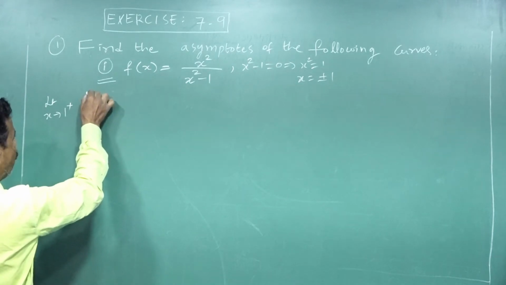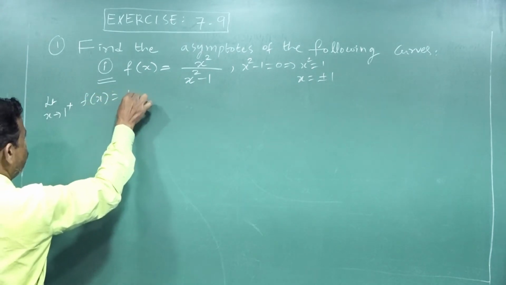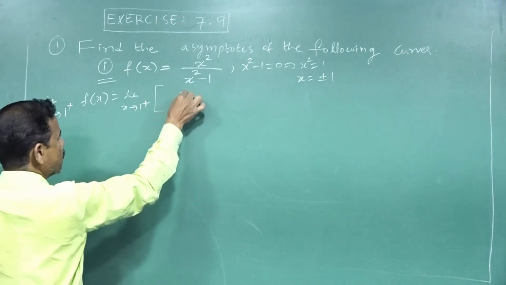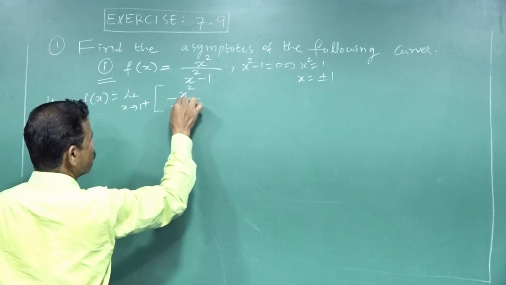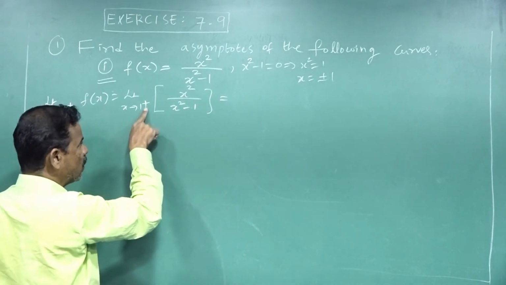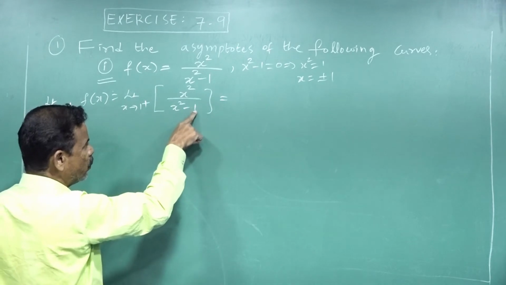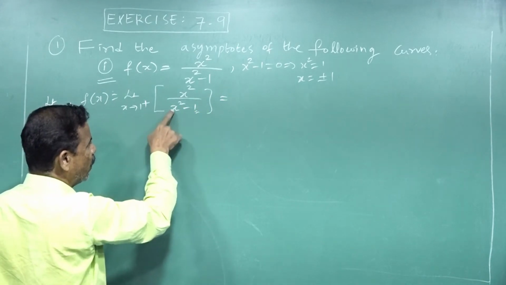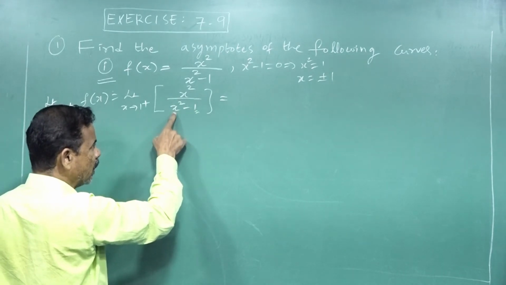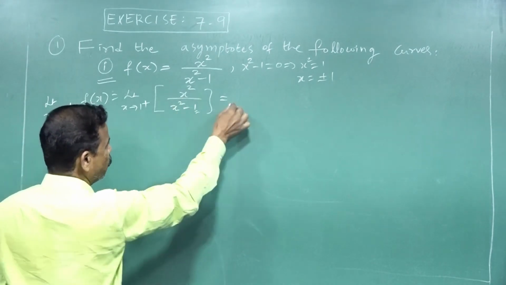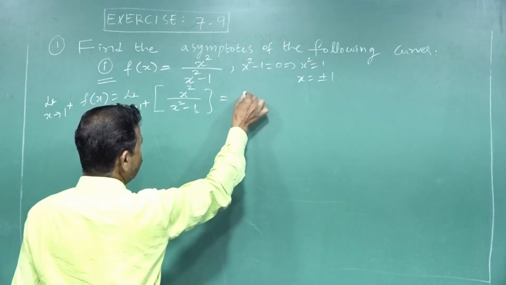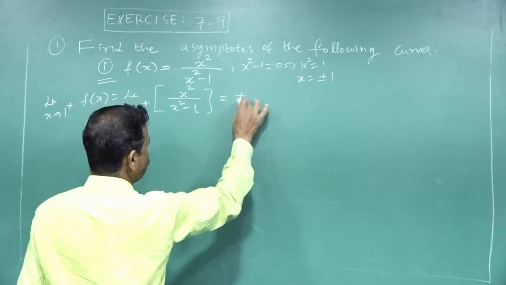So what is f of x? The limit as x tends to 1 plus of f of x is x square by x square minus 1. Now we substitute 1 plus, slightly above 1. So compared to 1, the square of this value is bigger. That's why the denominator is positive. Something by 0 positive is positive infinity.